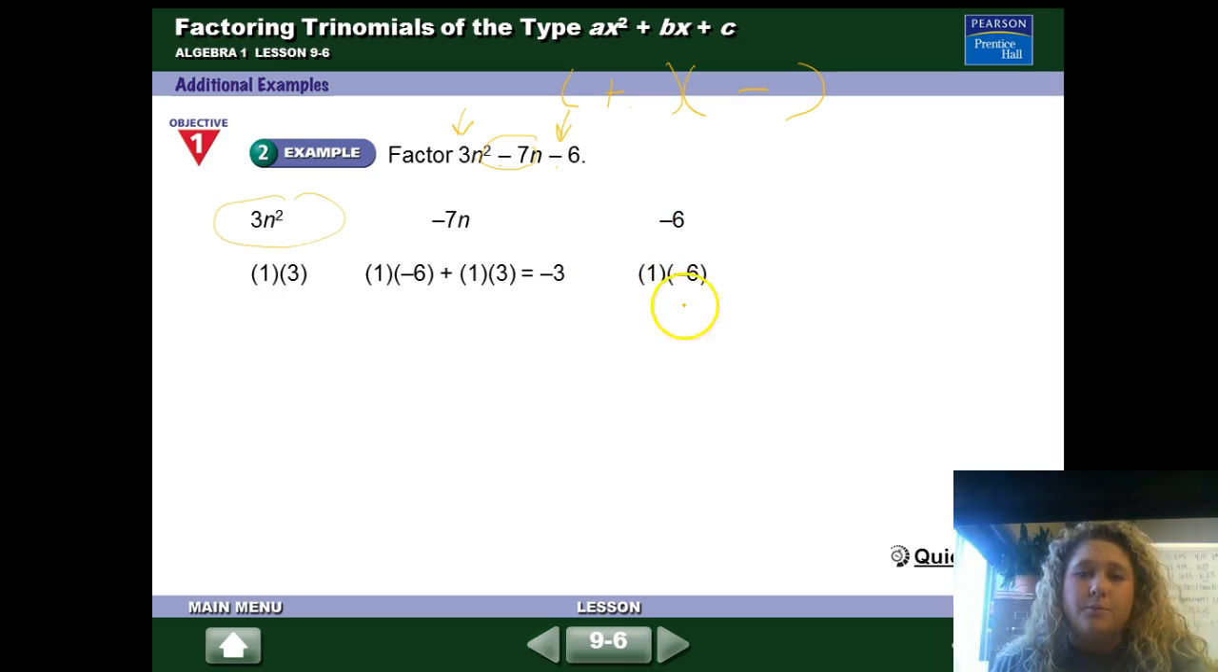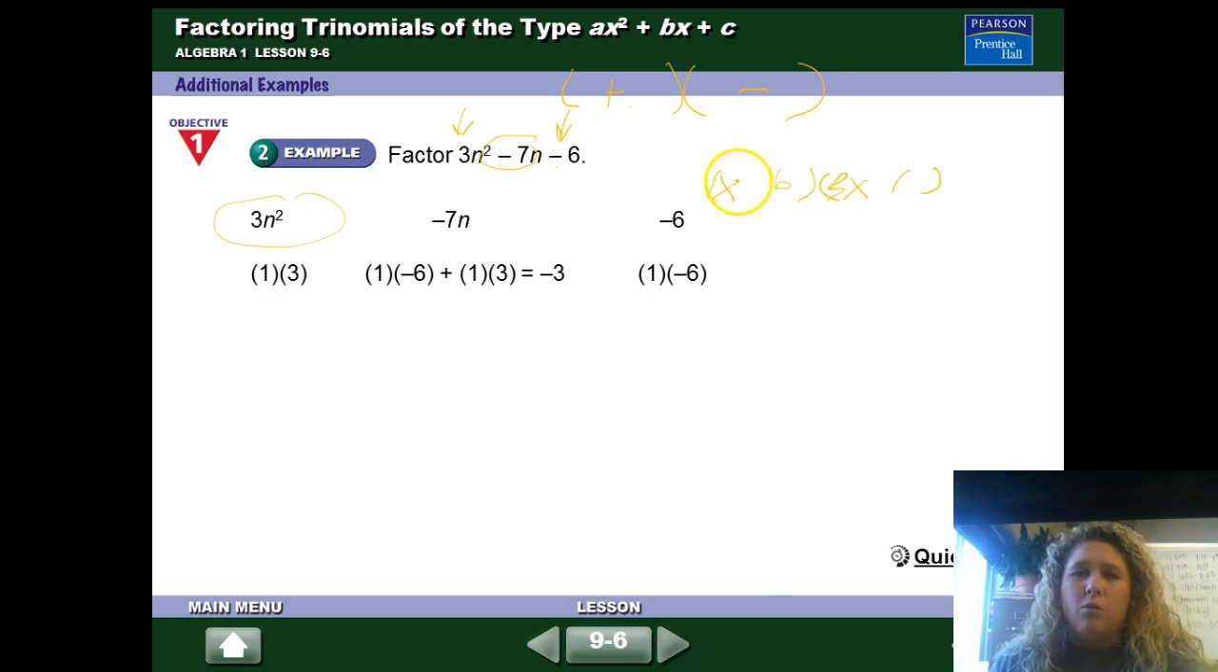And then my last term, how am I going to get negative 6? Either I can do positive 1 or negative 6 or a positive 6, negative 1. So I like to make my parentheses and then just keep trying. So I have an x and a 3x. Okay? To make 6, I'm trying to make 7. So I can try 6 and 1.